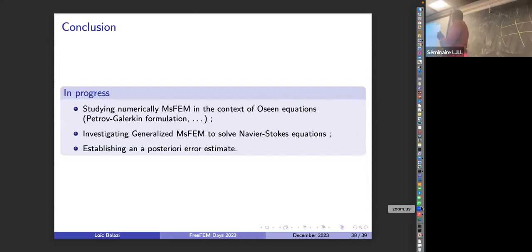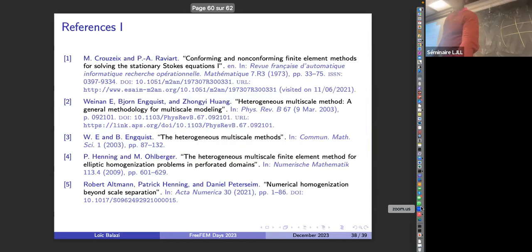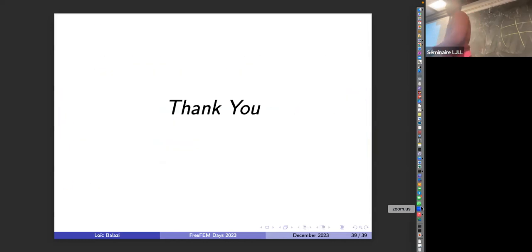In the future, the goal is to continue to study numerically this method for the Oseen equations, notably with the Petrov-Galerkin formulations. The goal is also to investigate the generalized multi-scale finite element method to solve the Navier-Stokes equations, and maybe do some a posteriori estimates. Here are the references, and thank you for your attention.